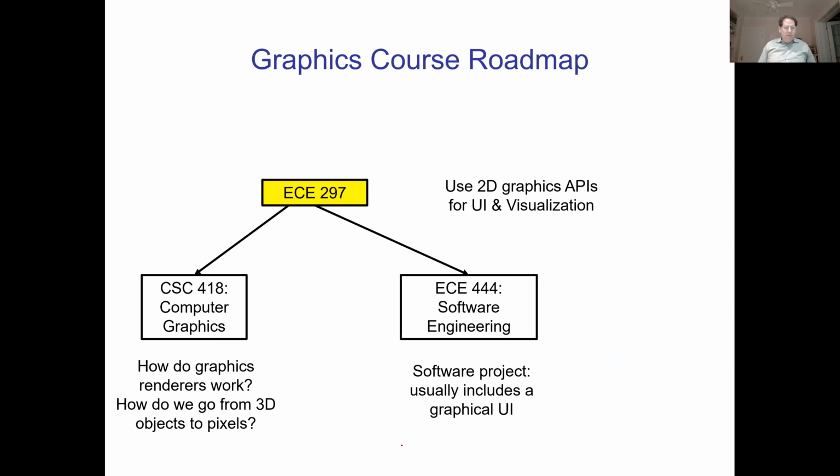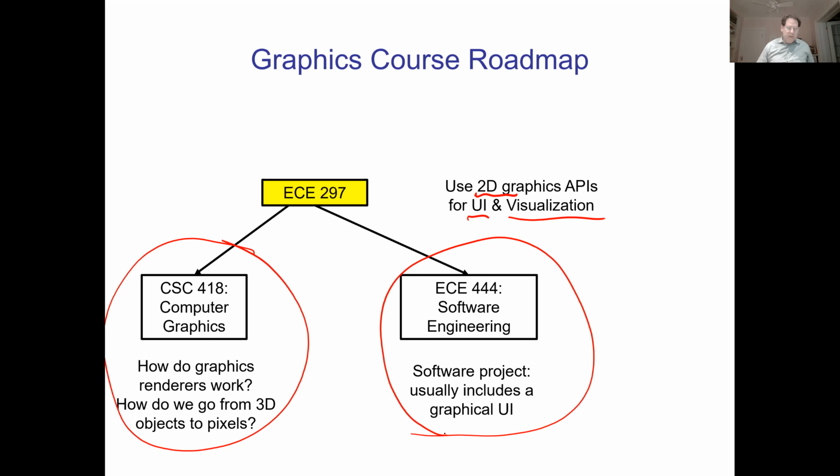Okay, so we talked a bit about graphics. In this course, we're using two-dimensional graphics APIs to make a user interface and to visualize. If you like graphics, there are places you can go further. The course that goes the farthest is the CSC 418 computer graphics course. It teaches you how these graphics renderers actually work. How do we go from not just 2D objects, but 3D objects to pixels? If you take software engineering, it's not guaranteed, but you're building a software project, and usually that'll include some kind of user interface. So you're likely to get more experience there as well.